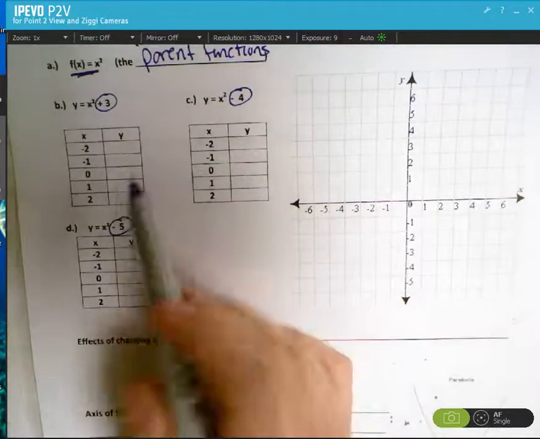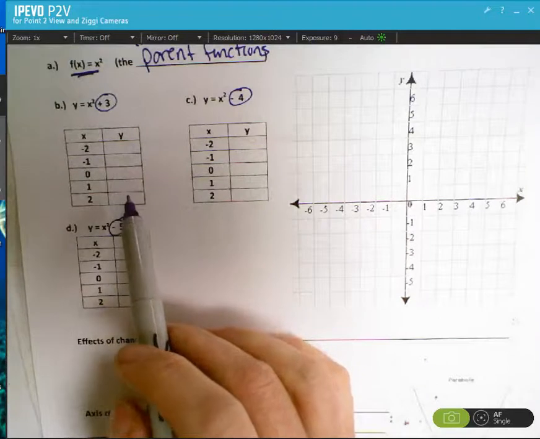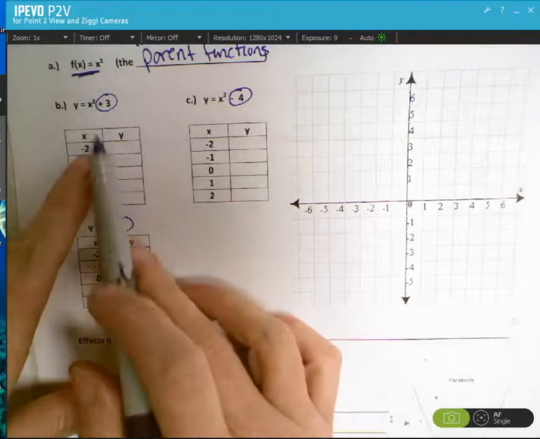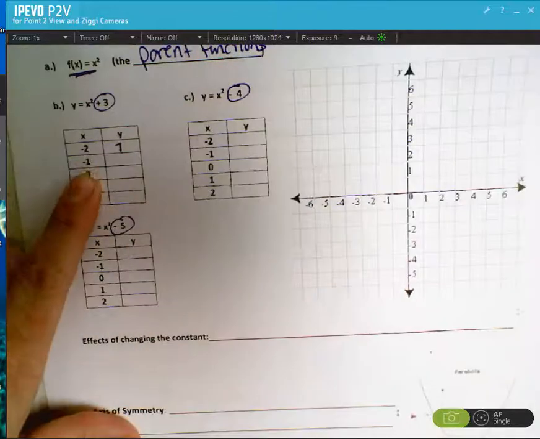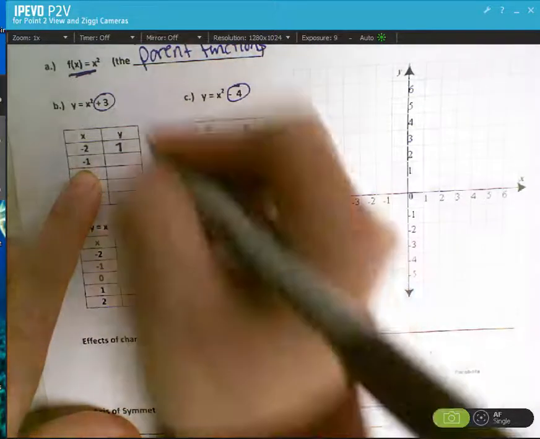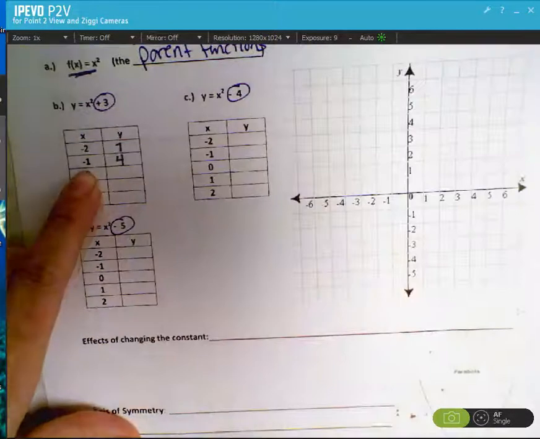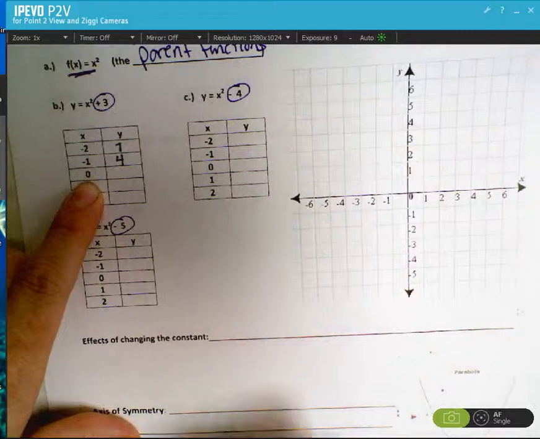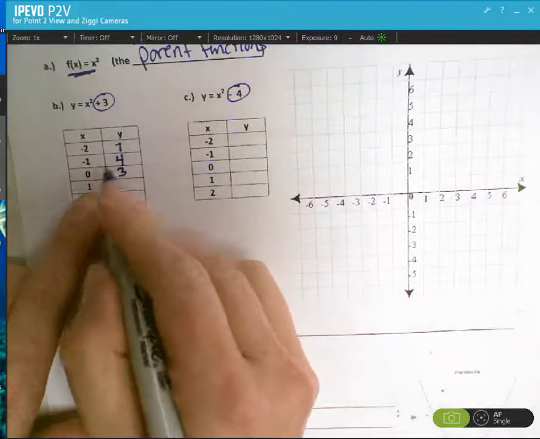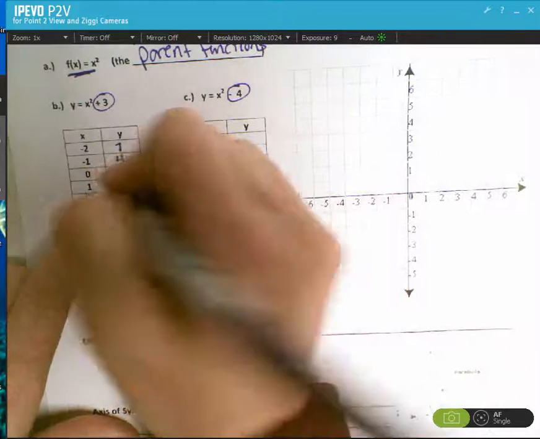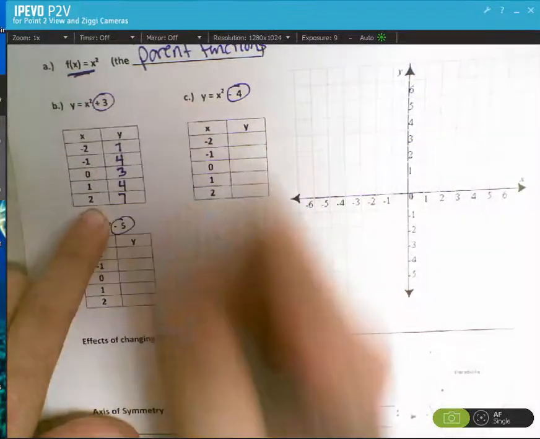So we are going to start by graphing these, and we're going to use a table to do the graphing. If I start with negative 2 squared, that's 4, plus 3, that is 7. Negative 1 squared is 1, plus 3, that's 4. 0 squared is 0, plus 3, that's 3. 1, I'm back to 1, so I know it should be the same, and I should end up 4 and 7.